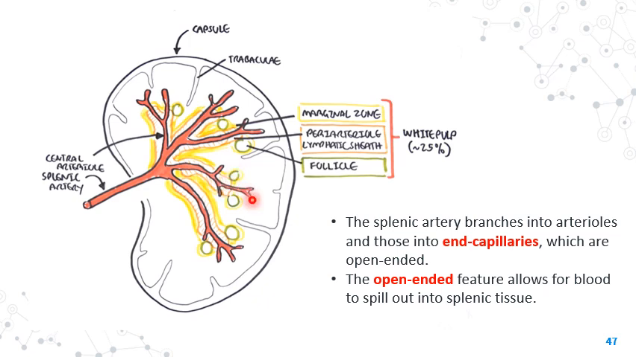Now, at the end of those arterioles, or these little capillaries, you're going to find open-ended capillaries, meaning that they are not connected to the veins. When you look at the circulation, the blood here is not in a closed circulation. This is more like an open circulation. So the blood is going to spill out and leak out of those arteries and flood all of the zone. And this is why it's called the red zone.